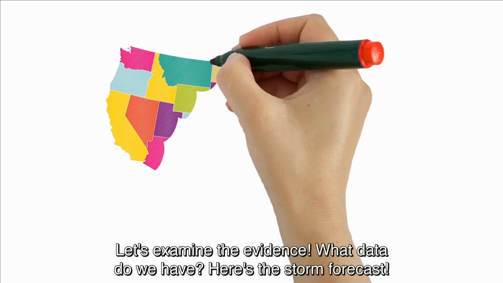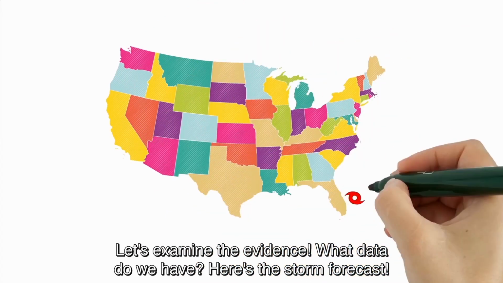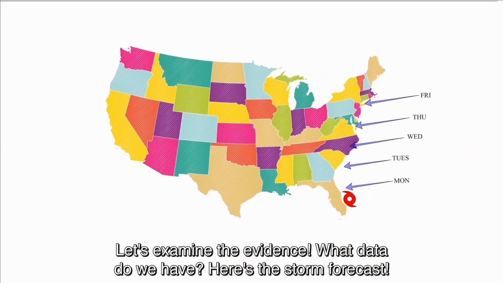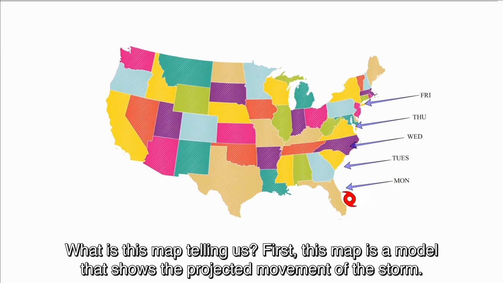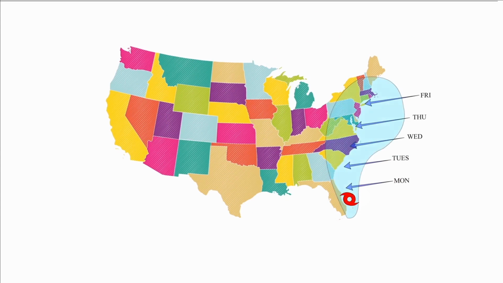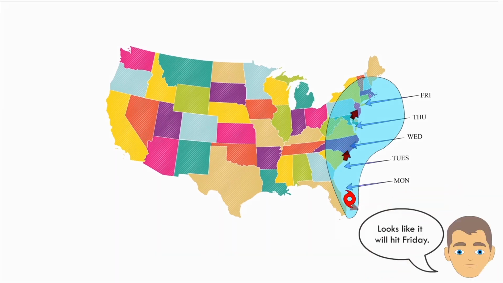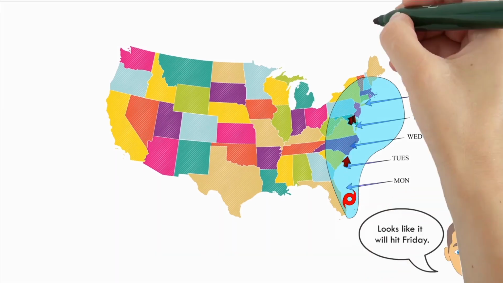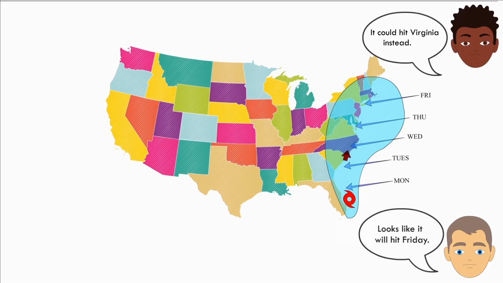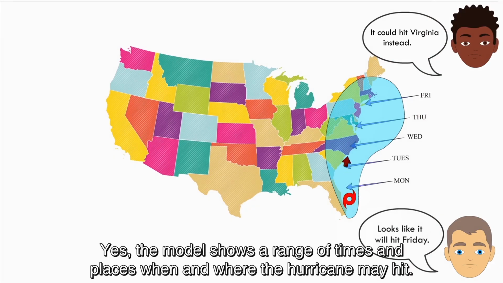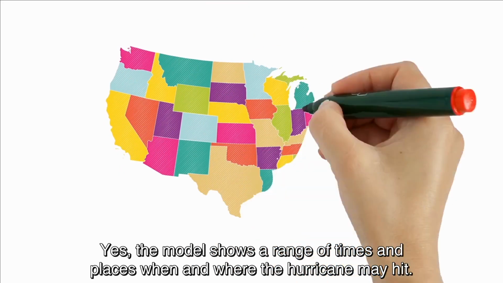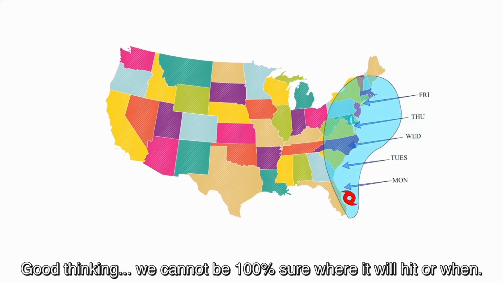Let's examine the evidence. What data do we have? Here's the storm forecast. What is this map telling us? First, this map is a model that shows the projected movement of the storm. Is the hurricane going to hit New York? If so, when? Looks like it'll hit Friday. It could hit Virginia instead. Yes, the model shows a range of times and places when and where the hurricane may hit.